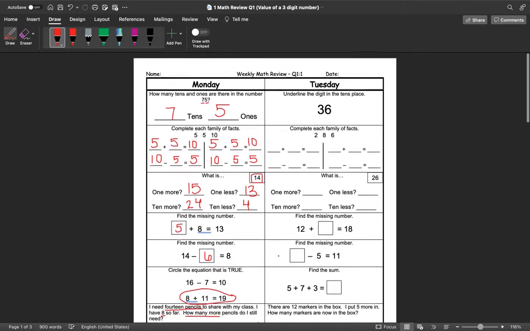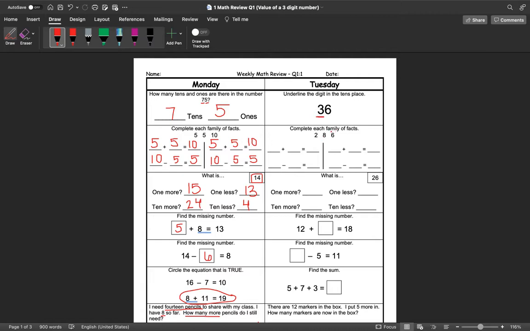All right, now let's look at Tuesday's spiral review. This one says underline the digit in the tens place. This is our tens place. Remember, our ones place is first, and then our tens place. This is our tens place.